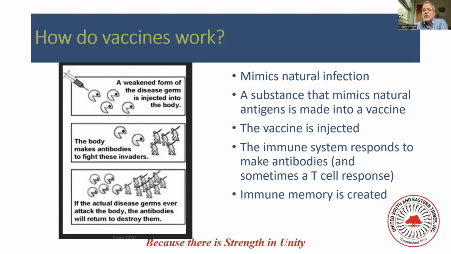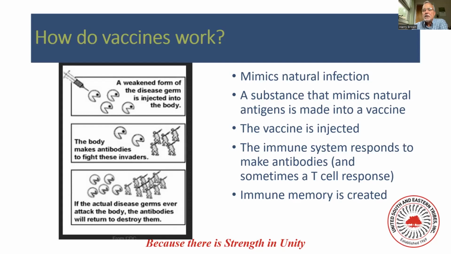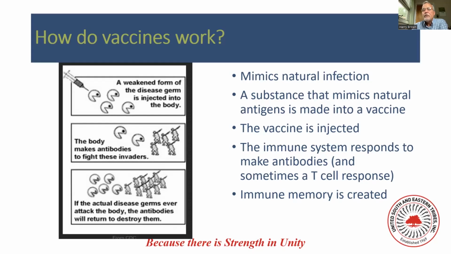The immune system responds and makes antibodies. And sometimes also there's a T cell response, but pretty much all vaccines will elicit a B cell type humoral immunity. Really good vaccines will do both. They'll give you the humoral immunity and the cellular immunity, so the B cell and the T cell response. And then they create those memory cells. Next slide.